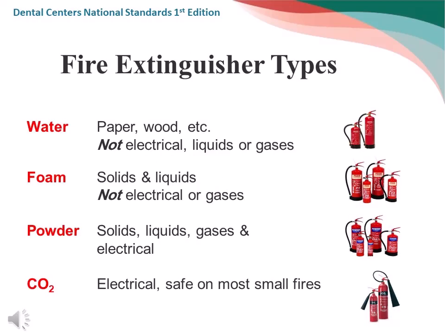FMS 4.3 talks about the fire extinguishers. Basically we have 4 types of fire extinguishers: water, foam, powder, and carbon dioxide. Each type is used for a different type of fire. Your staff should be aware of it. They need to identify each type of extinguisher and how to use them and where to use them. So this is part of the education for the center's staff.